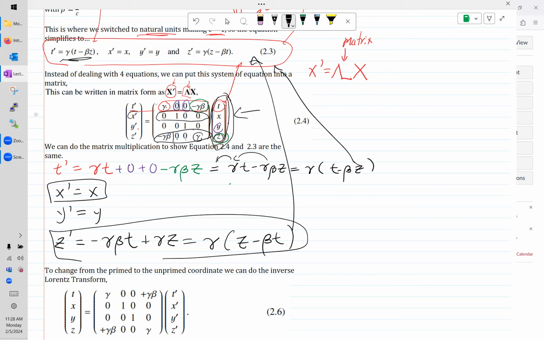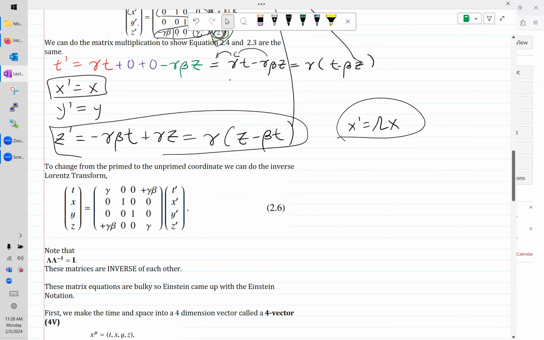The idea of these matrices is to just reorganize the information. We haven't got anything new. The four equations in 2.3 represent the exact same information as 2.4. And the reason we do that is that now I can write X prime equals lambda X, and that shrinks things a lot. So I don't have to deal with 4 separate equations.